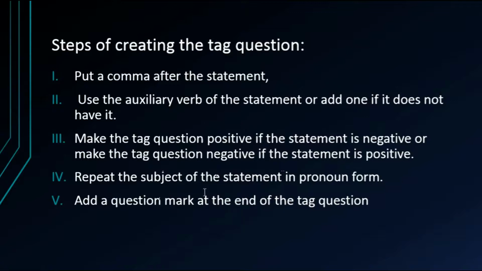Repeat the subject of the statement in pronoun form. So the statement you're creating the tag question for should already have a subject. You repeat that subject, but you change it to a pronoun form. So if it's a girl, you change it to she. If it's a boy, you change it to he. If it's something, you change it to it, alright? If it is some plural noun, you change it to they or we, or you, depending on the situation. And then you add a question mark at the end of the tag question. 5 steps, right? Add a comma, first step. Go on and add a question mark at the end, okay?